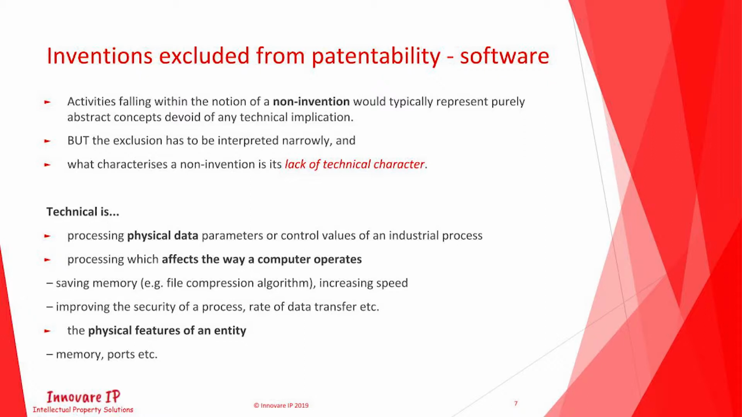So it saves memory, file compression algorithms. It increases speed. It improves the security of a process. It improves the rate of data transfer. Or another thing that's technical is the physical features of an entity, so the memory and the ports. And you already see that if you take the example of saving memory or increasing speed, the software does something to the hardware being the computer. So the hardware functions differently or functions faster as a result of the software code which was written for it.